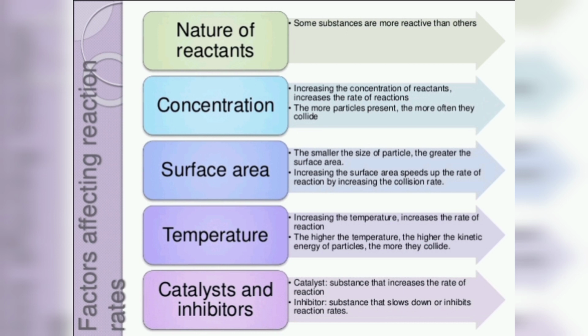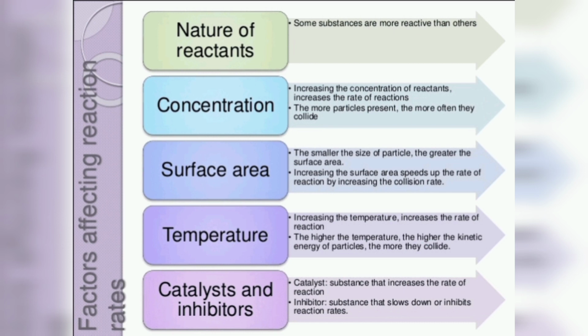Granulated zinc reacts faster with 2M hydrochloric acid than with 1M hydrochloric acid. Here 2M is nothing but the molarity, the concentration of the hydrochloric acid. So 1M hydrochloric acid is less reactive than 2M hydrochloric acid, and the reaction rate will be faster in 2M hydrochloric acid.